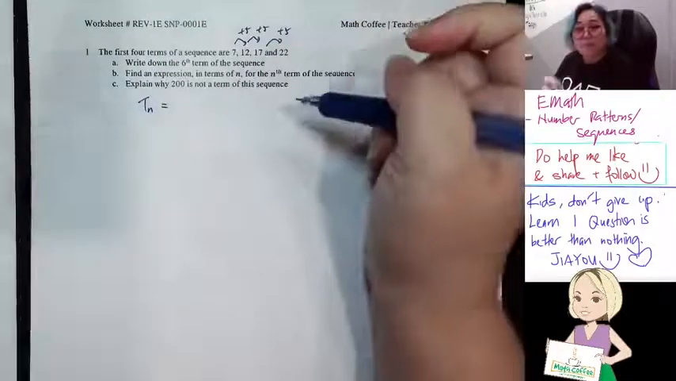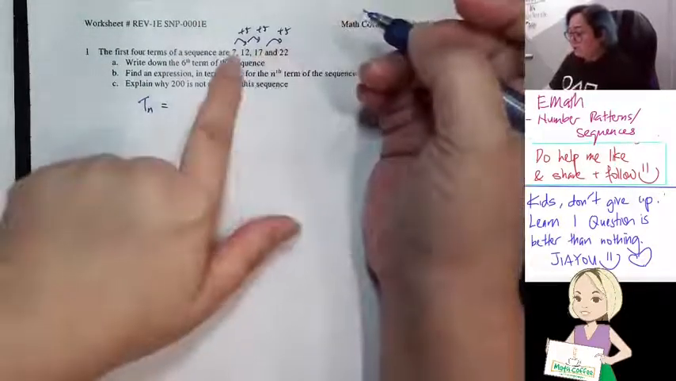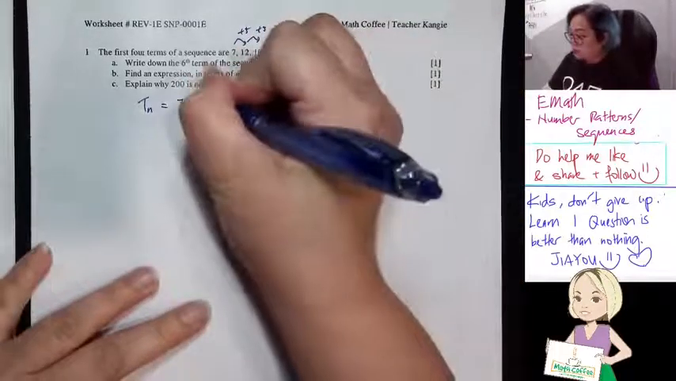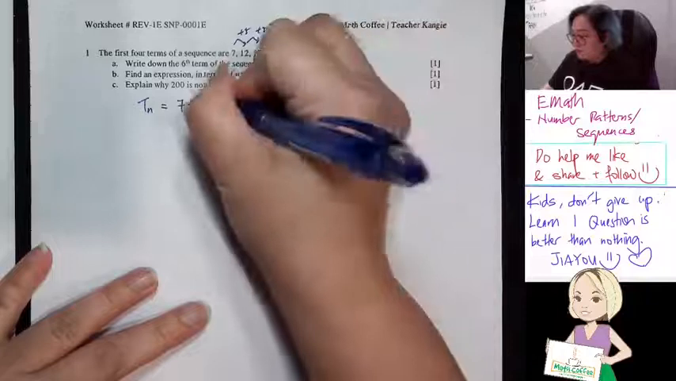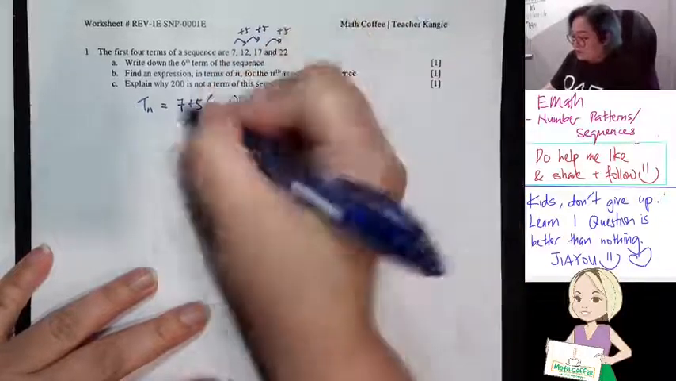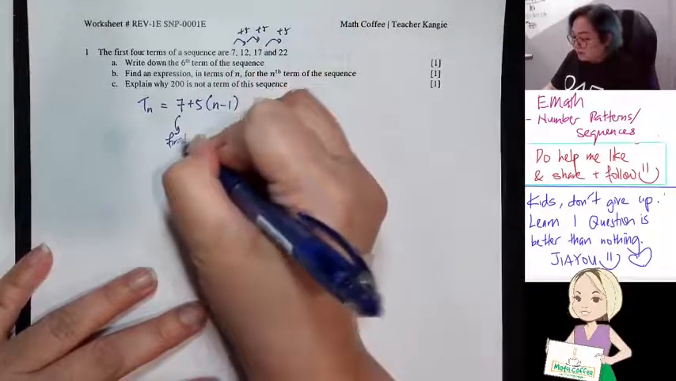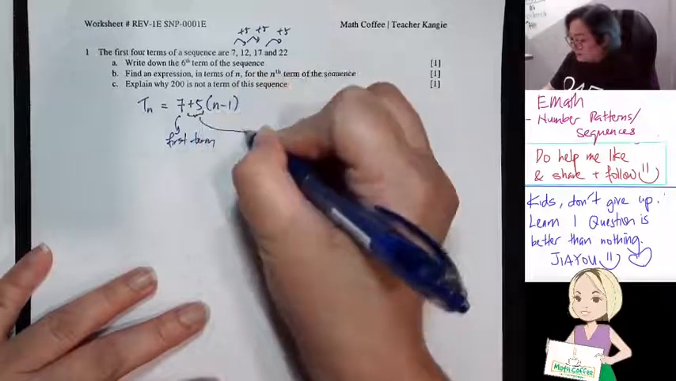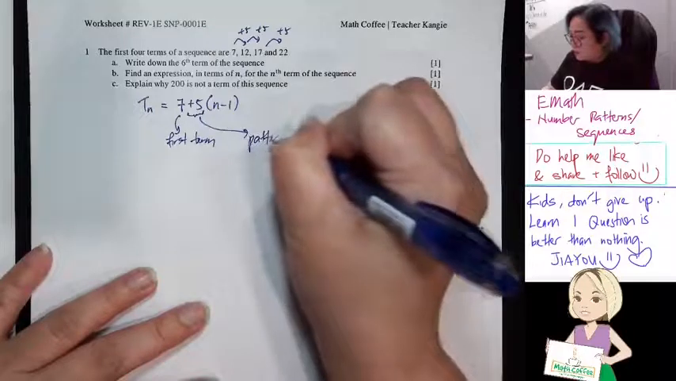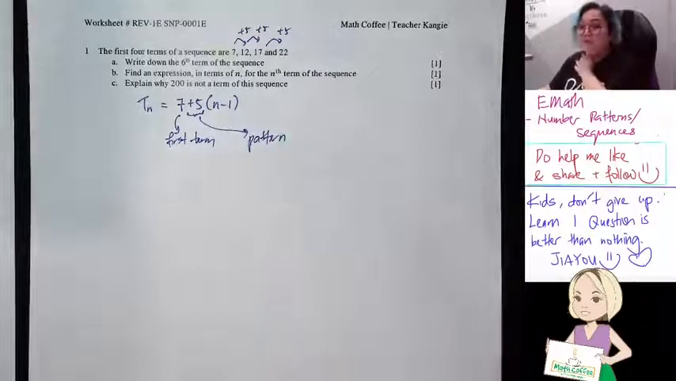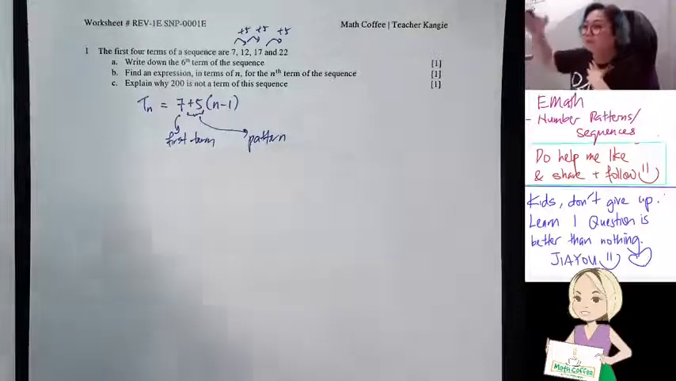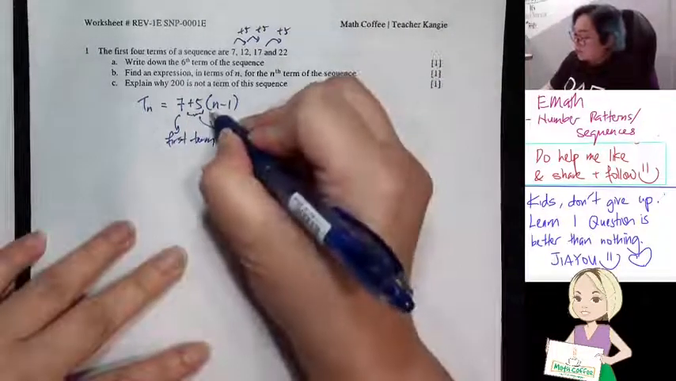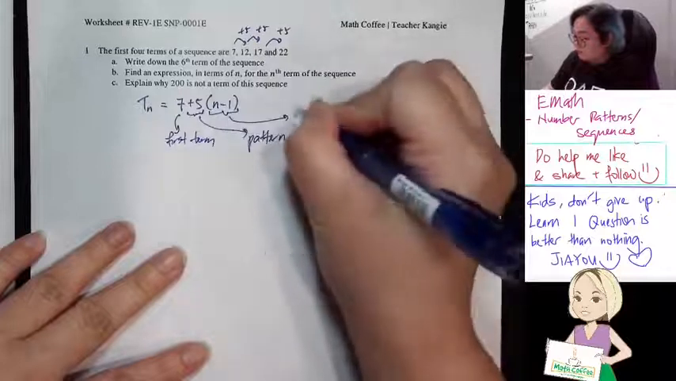Okay, the first term will be 7. Then after that the pattern is plus 5. And then after that, this is fixed, n minus 1. Okay, so remember this is the first term, and this is the pattern. The pattern does not necessarily have to be positive. If let's say you have a pattern whereby it's minus 5, minus 5, minus 5, then you can just put minus 5. So this n minus 1 is fixed.